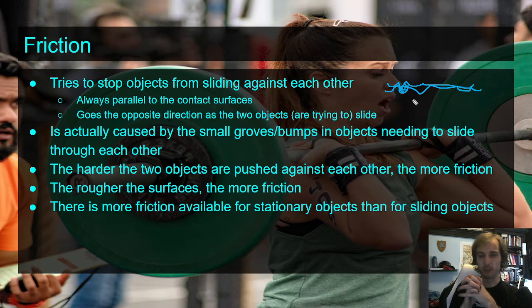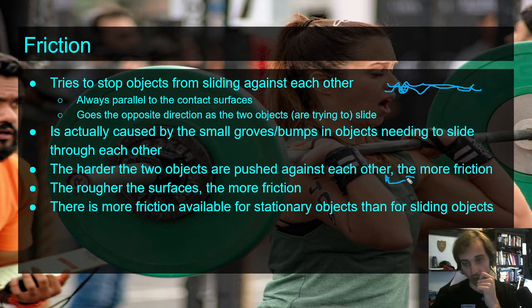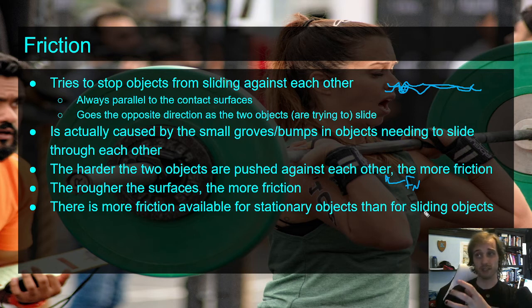What's the force that happens when you try to smush two things into each other called? Well, normal force. So this is actually just directly saying that the more normal force you have, the more friction you'll have. Additionally, the rougher the two surfaces are, meaning the bumpier they are, the more friction you'll have for the same amount of normal force.